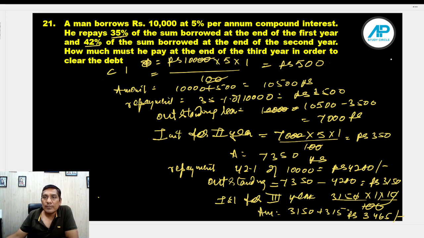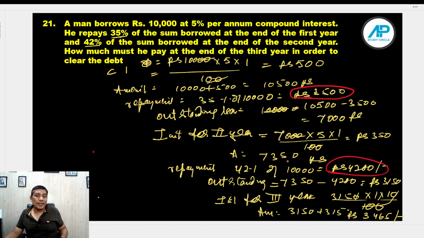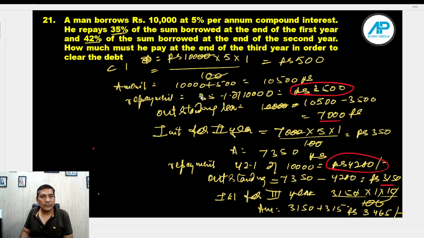So here I'm marking up some important values which you must take care of. Please see. The repayment of the first year is 35% of 10,000. At the end of the second year, it is 42%. So repayment is changing after every year. So the outstanding of the first year is 7,000 and then 3,150. So what is happening here? After every time, the outstanding loan value is changing. That thing you must take care of.